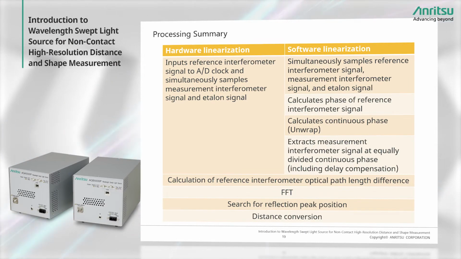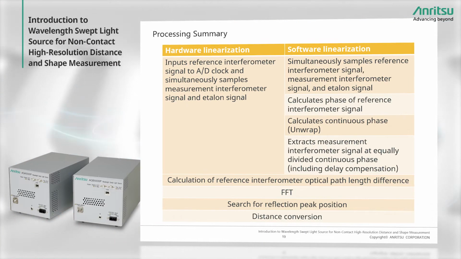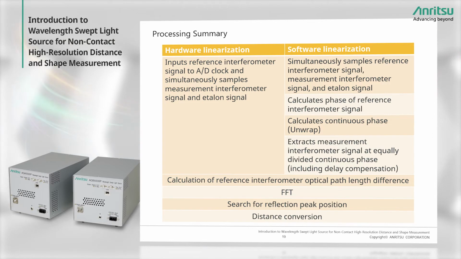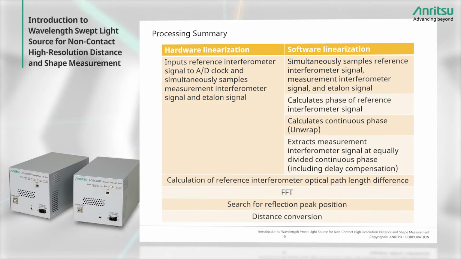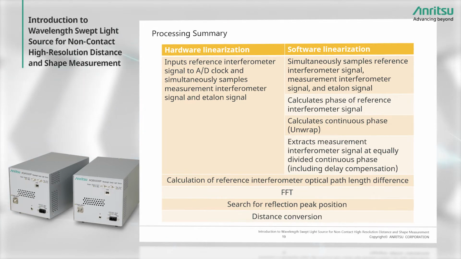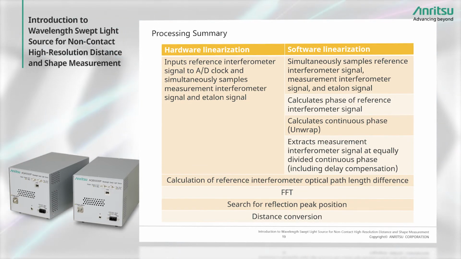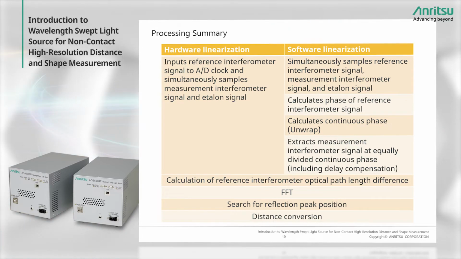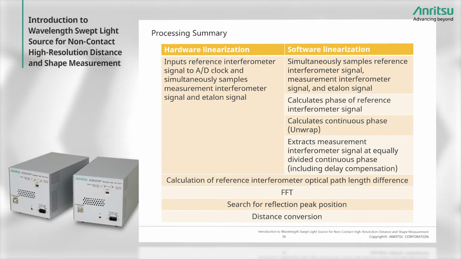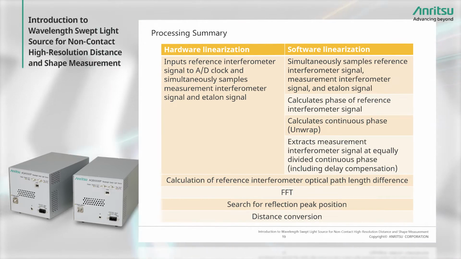This slide summarizes the OFDR sequence of processes. At hardware linearization, the reference interferometer signal is input to the AD clock, and then the measurement interferometer and etalon signals are sampled simultaneously. Next, the reference interferometer optical path difference is calculated and peak search is performed after applying FFT before calculating the distance.